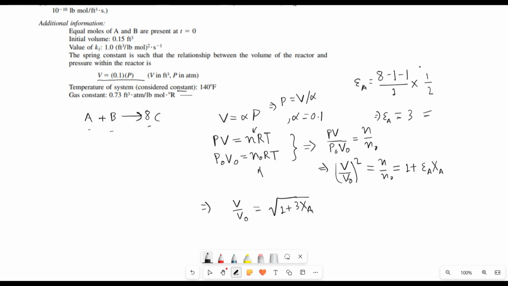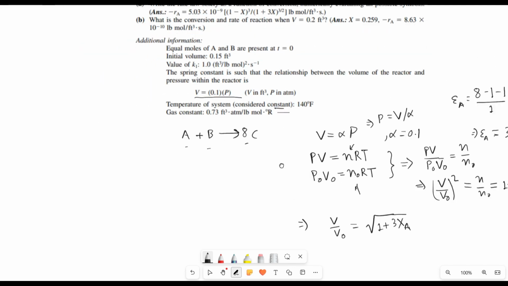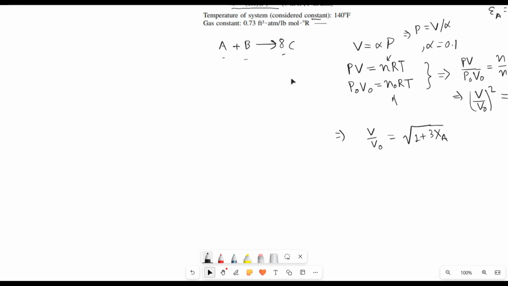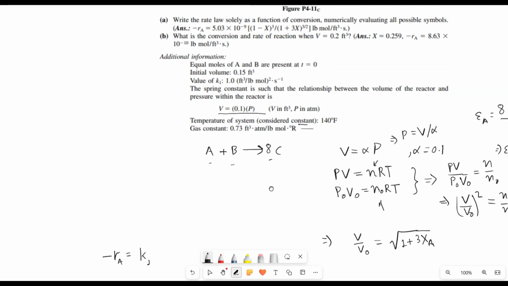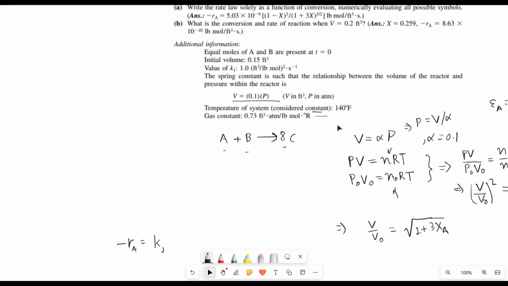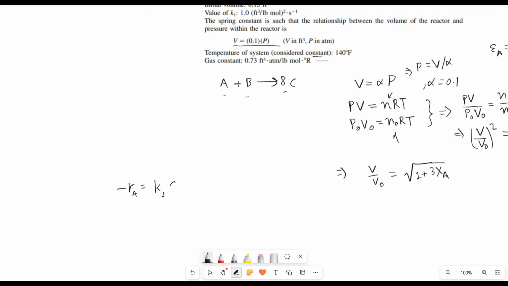Now, to write the rate expression, they have asked for the rate law. So the rate law is given by minus Ra equals K1 Cs squared into Cb. So K1 times the concentration of A, which is Na by volume, whole squared, into Nb by volume.